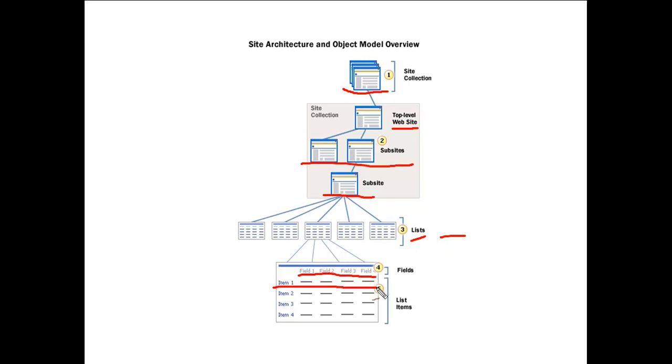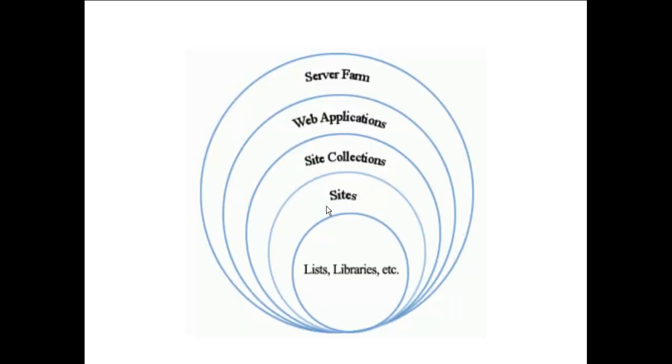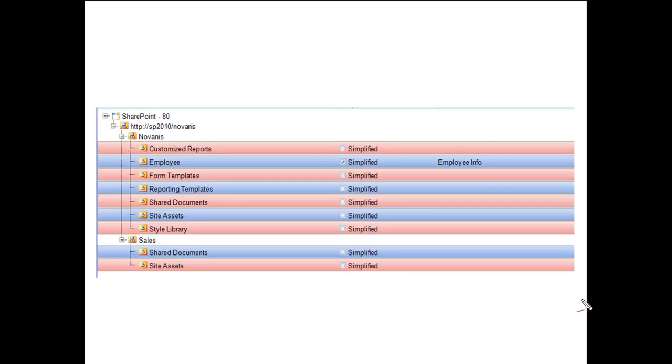This is one list item. Remember, this subsite is equal to this site. This table shows the SharePoint hierarchy in DocPromptu. SharePoint 80 represents the web application. This represents the site collection. Novanis represents the top-level site. Sales represents a subsite. And there are many document libraries under the top-level site and subsite.